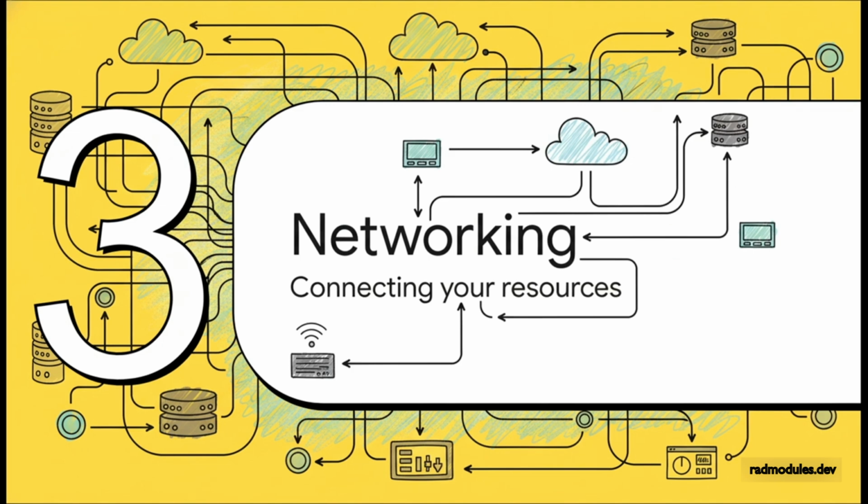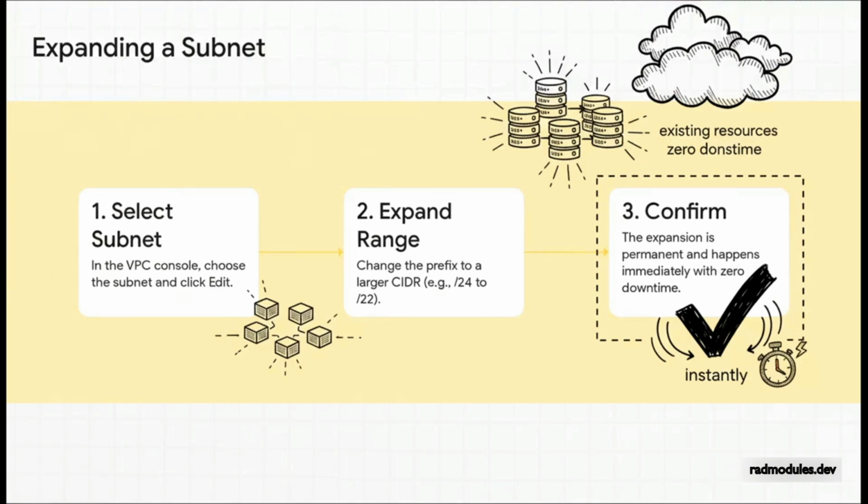Everything's connected. So you've got to know how to build out your network, expand it, and most importantly, control who can talk to what inside your VPC. So picture this. You're running out of IP addresses in a subnet. What do you do? Panic? No way. This is a super common task, and one you might see on the exam.